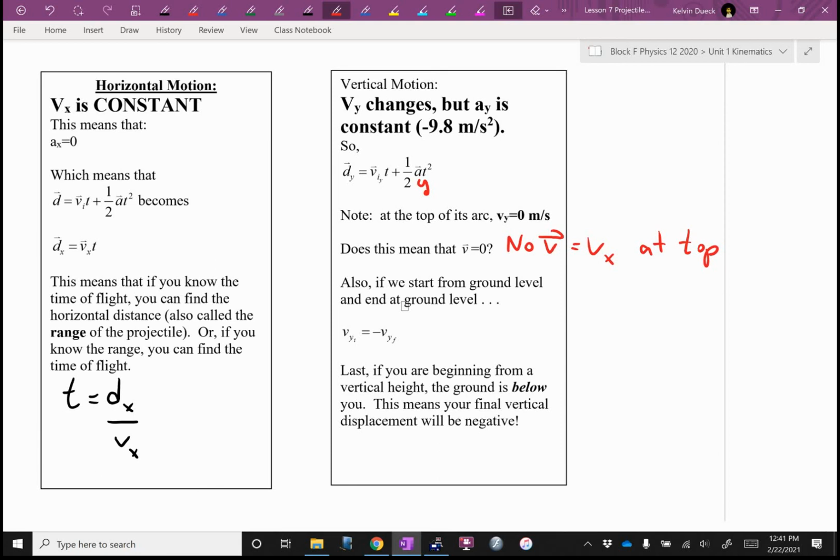Also, if we start on the ground and end on the ground, Vy initial equals negative Vy final. If you find your vertical component, and Braden, you notice it worked out to 6.93, you're going to hit the ground at negative 6.93. Now, it only works if you're starting on the ground and ending at the ground, which is why I said cliff at an angle is the toughest, because you've got an angle, components, and you're not starting and ending on the ground. So there's no symmetry, there's no shortcuts.